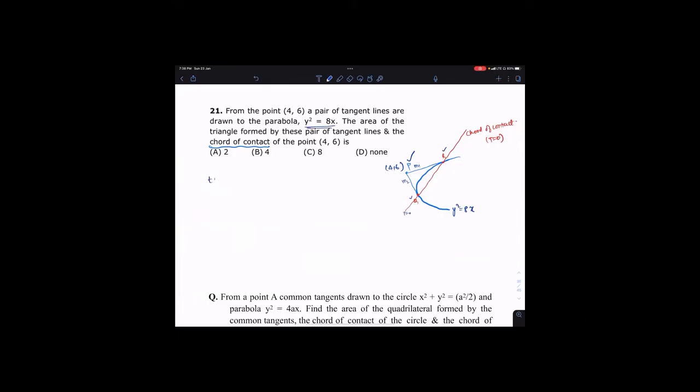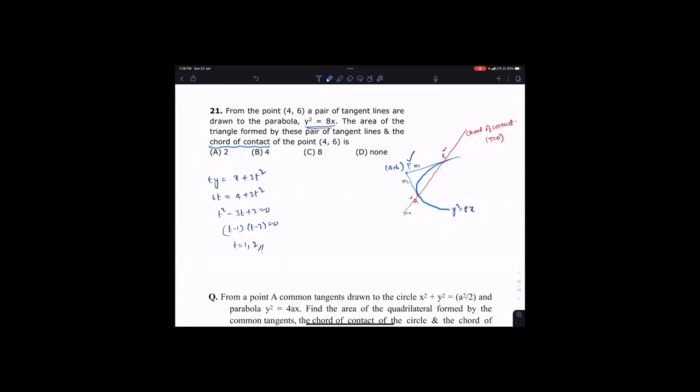ty is equal to x plus 2t square. Actually, the equation is 2t square. I will write (4, 6) and substitute. 6t is equal to 4 plus 2t square. You will get it as t square, I divide by 2, minus 3t plus 2 equal to 0. You will get (t minus 1)(t minus 2) equal to 0. So t is equal to 1, 2.